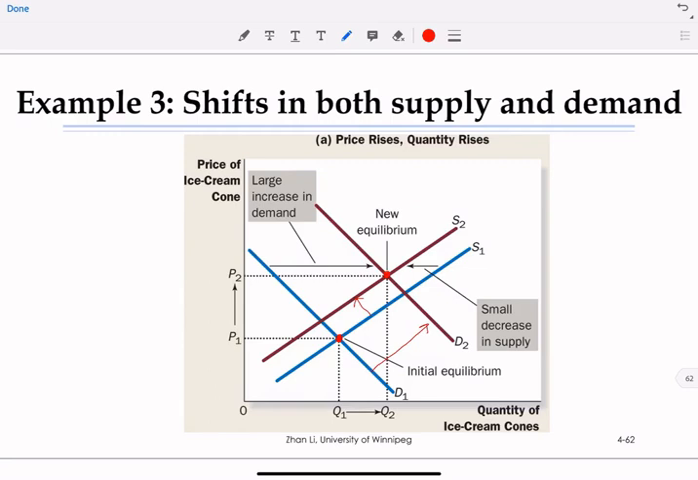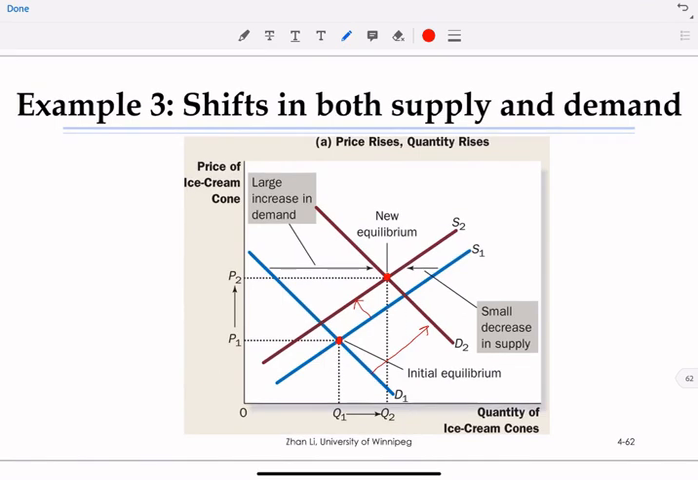And judging from this graph, we could see that quantity increases and price also increases. So it seems the answer is if heat wave and hurricane occur during the same summer, then both equilibrium quantity and equilibrium price should increase. So is this actually correct? Well, I would say this is only partially correct because we have to consider all cases, right? So you can see that this is just one case.